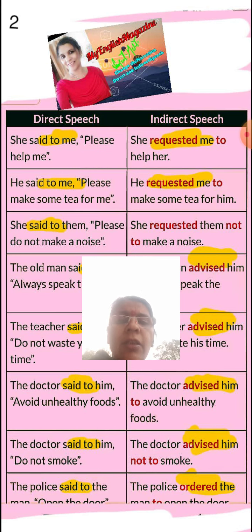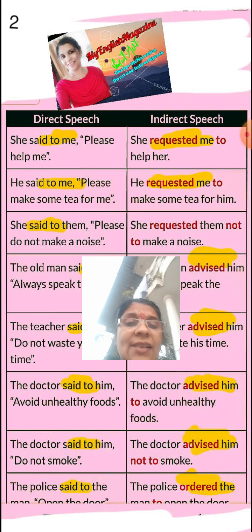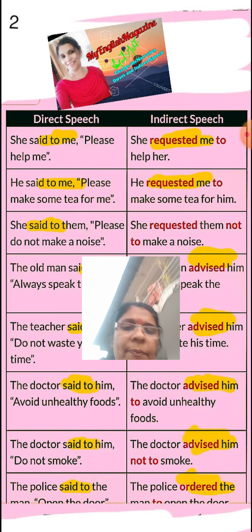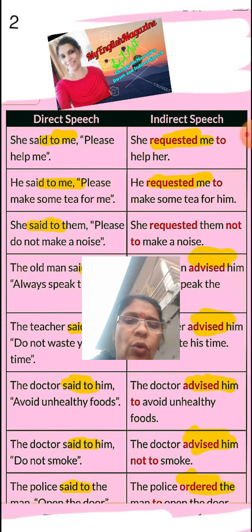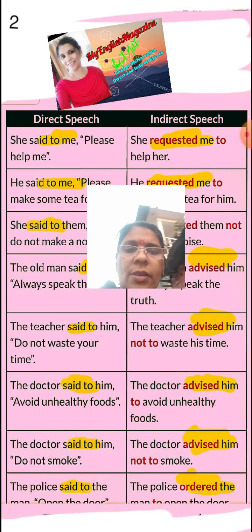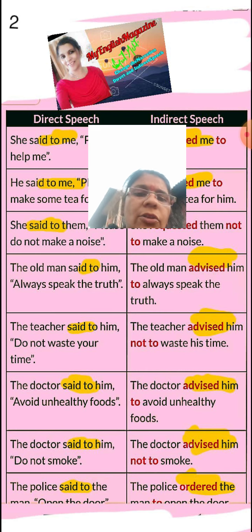She said to me, please help me. She requested me to help her. He said to me, please make some tea for me. He requested me to make some tea for him. She said to them, please do not make a noise. She requested them not to make a noise. The old man said to him, always speak the truth. The old man advised him to always speak the truth.